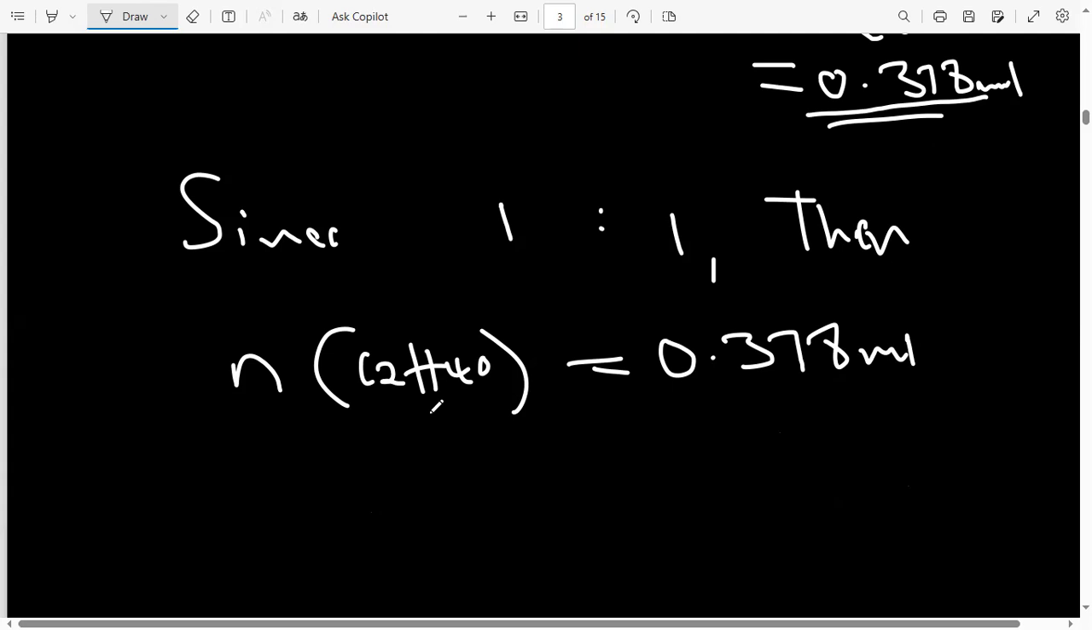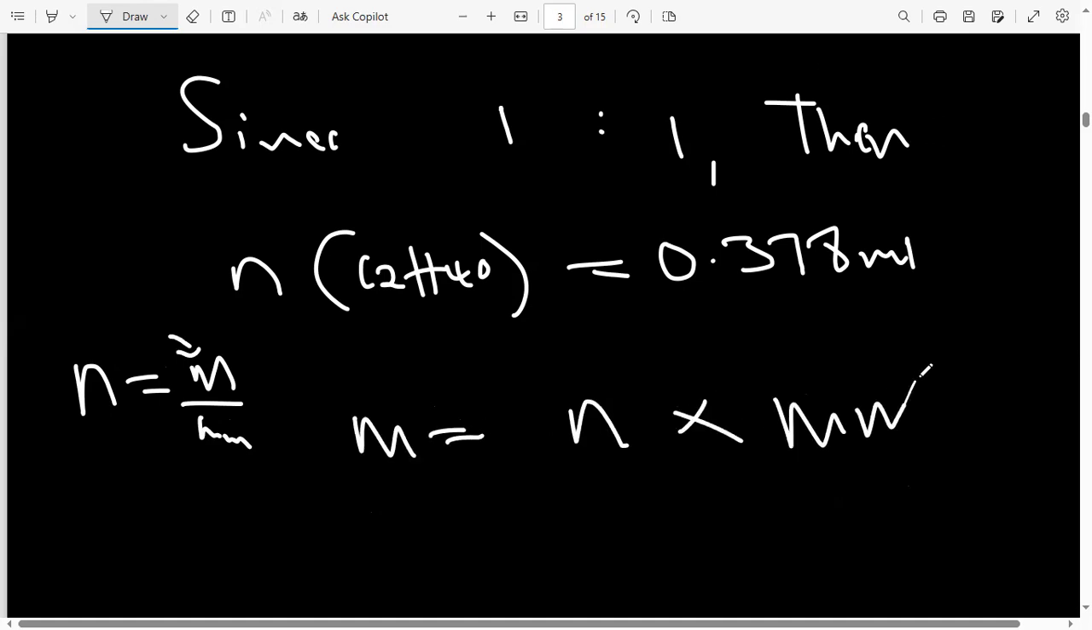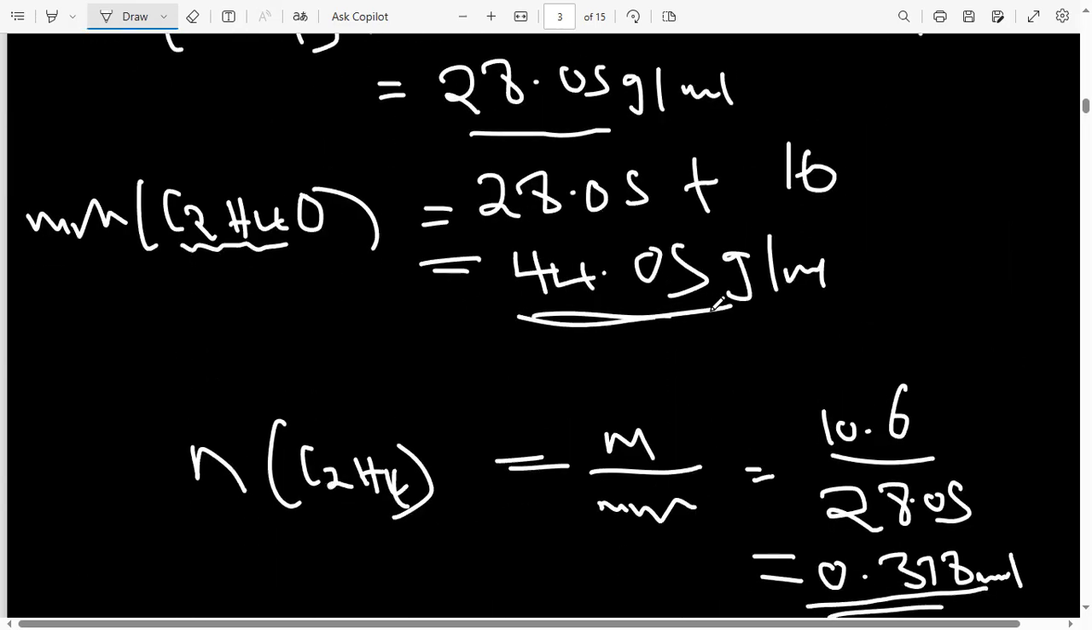once we have the moles of ethylene oxide, we know that we also found its molar mass, right? So we can use the moles and the molar mass to find the mass. So remember the formula: moles is equals to mass over molar mass. So if we make mass the subject of the formula, it means mass will just be equals to moles multiplied by molar mass. So this will be equals to, what are the moles? The moles is 0.378 multiplied by, what was the molar mass of ethylene oxide? Let's check. Okay, the molar mass was 44.05.